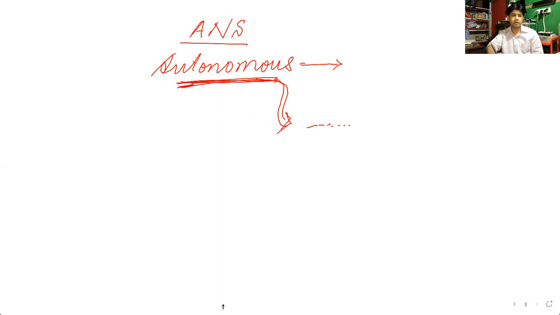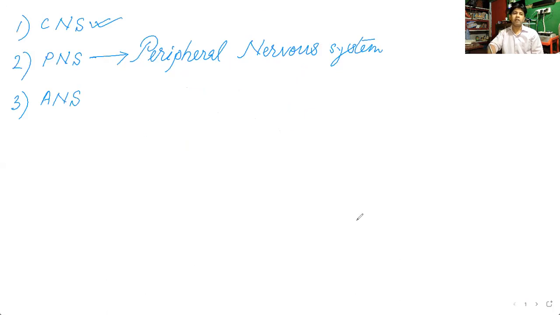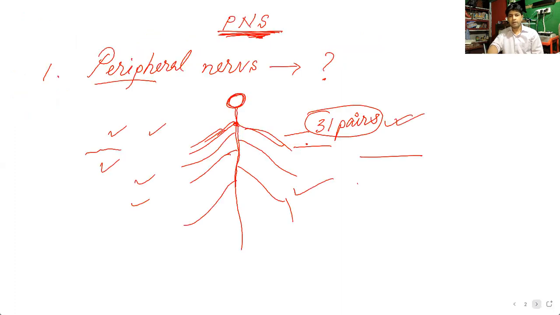Okay, I hope you understood. So these three are the main types of nervous systems in our body. First of all, that is the CNS, central nervous system. Next, the PNS, peripheral nervous system. And the third one is the ANS, or autonomous nervous system. I hope it is clear to you.